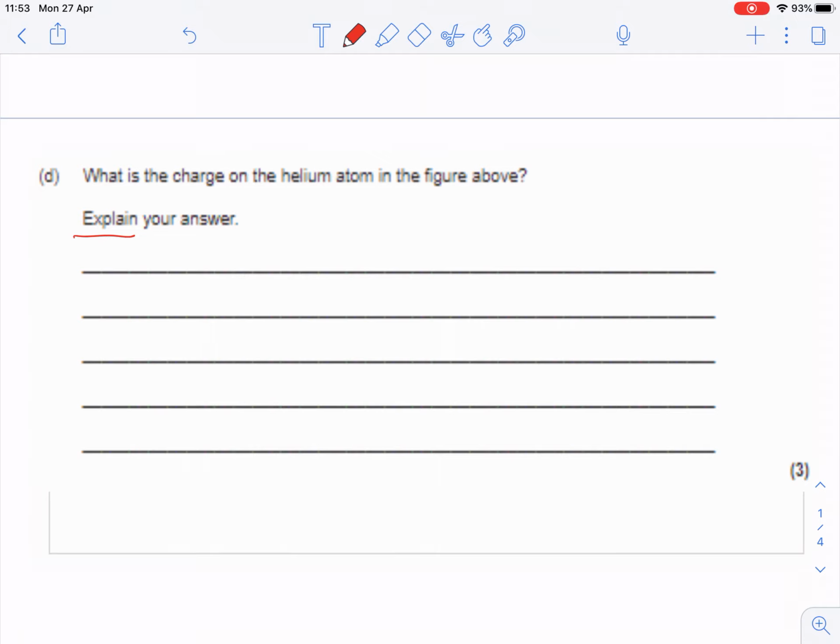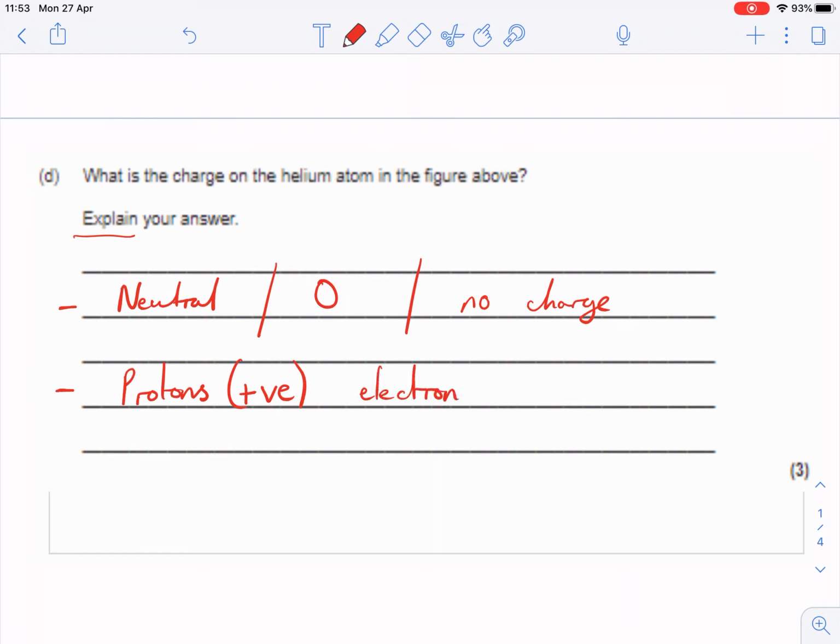So you can have one of 3 things that allow for this first bit. You could say the charge is neutral. You can say the charge is 0. Or you can say that there is no charge. Okay, all 3 things there mean the same thing. So that's your first mark. But as I said, we need to say the reason why. And the reason for that is that our protons are, and I write this shorthand, are positive, okay? And our electrons are negative. And again, writing that just shorthand there.